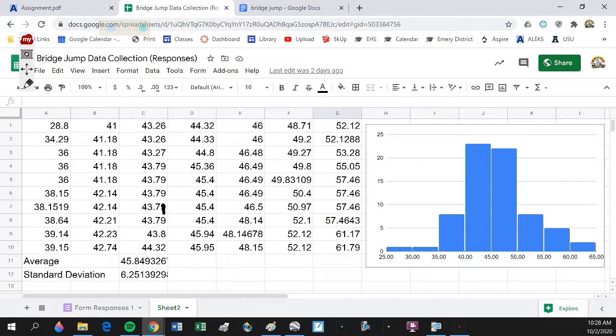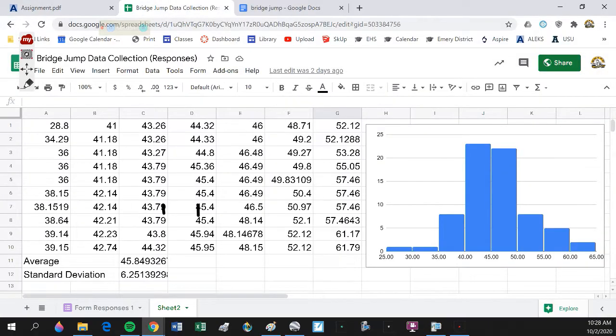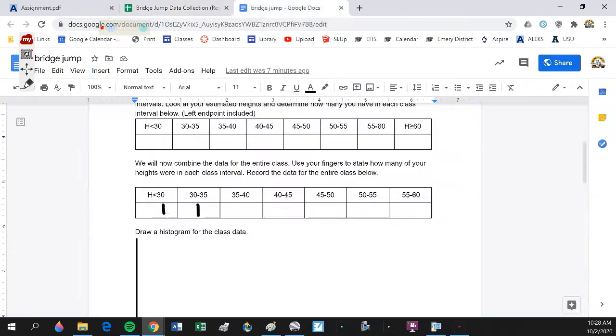And then I go back and I look, how many are between 30 and 35? Only 1. So I go back here and then I write 1. And then how many are between 35 and 40? So that would be 1, 2, 3, 4, 5, 6, 7, 8. So I go back here, then I put 8. Now, I do the same thing with the rest of those.